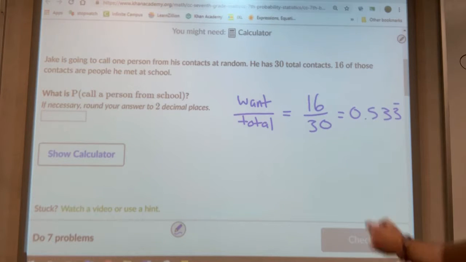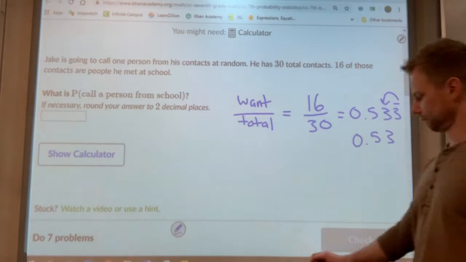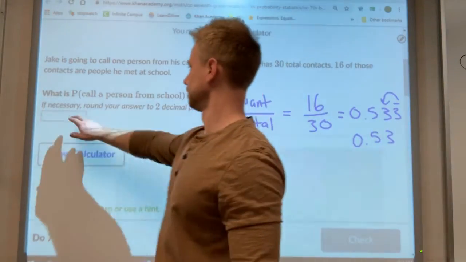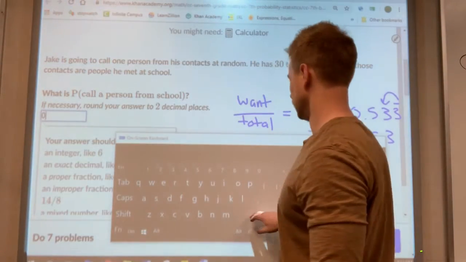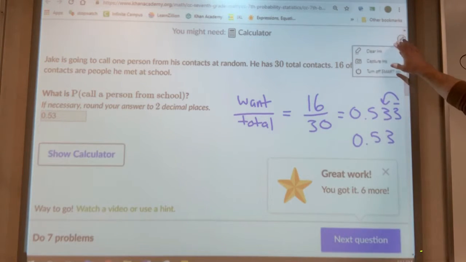Okay, so we're going to round to 2 decimal places. So what does that third number do to the second one? It's just going to round to 0.53 because 3 doesn't make it go up. So we plug in 0.53. Excellent.